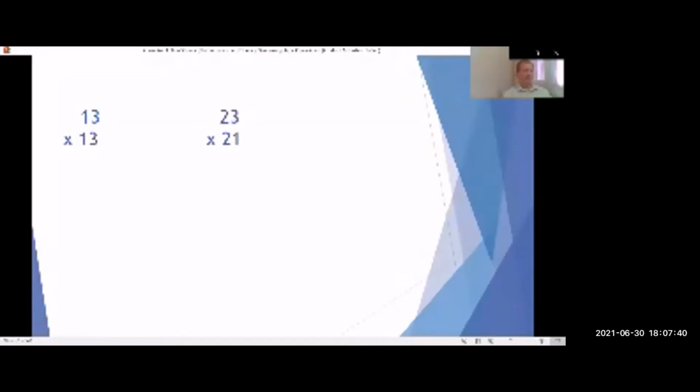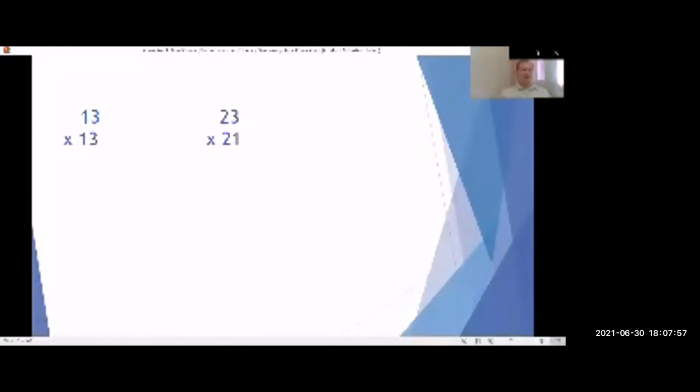So we can cross multiply. 1 times 1 is 1, that's the 10s. Then we cross multiply. 1 times 3 is 3. 1 times 3 is 3. 3 plus 3 is 6. So we've written down 1 and 6, and then we can just do the units. 3 times 3 is 9.